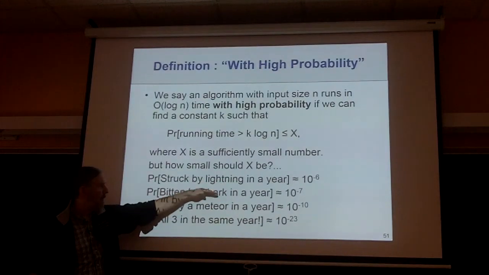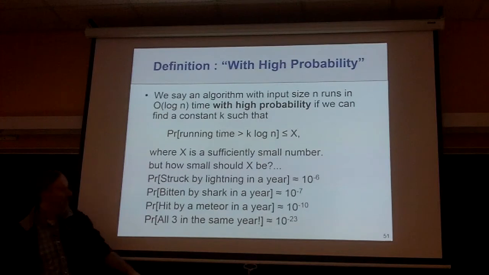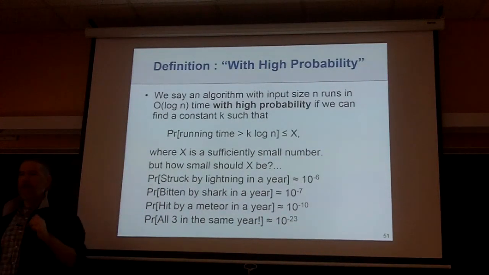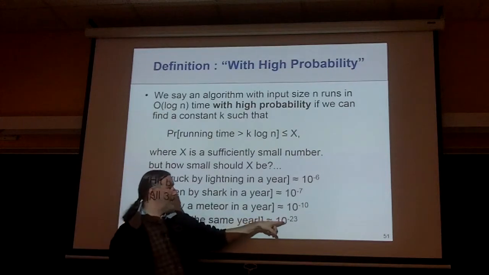So don't go swimming in the middle of a meteor shower and a lightning storm or something like that. But I could say that 10 to the minus 23rd is a pretty safe value there, right? The probability that you're bitten by a shark and hit by lightning and struck by a meteor all in the same year. However, some people might not even be comfortable with that number.